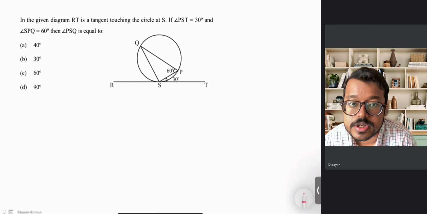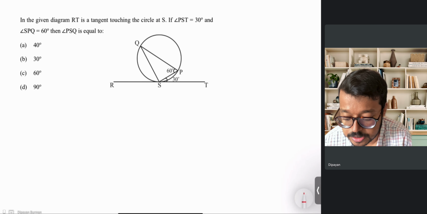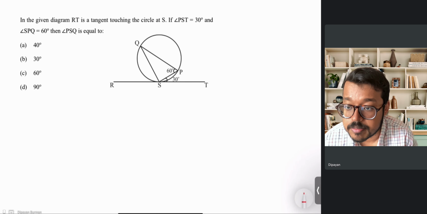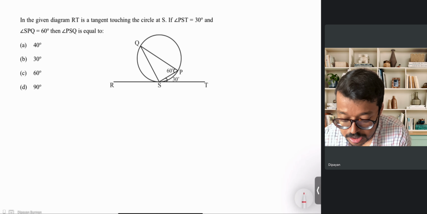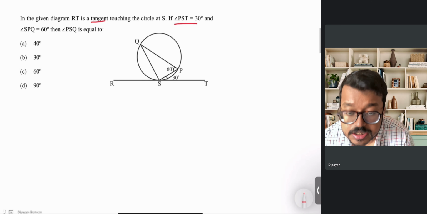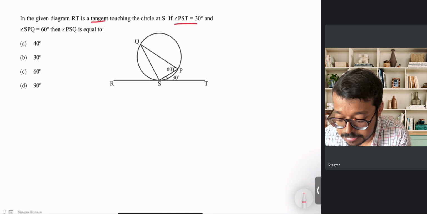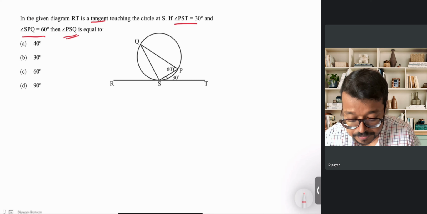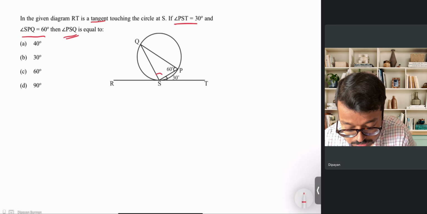Let's solve some questions from circles and tangent. The first question is an MCQ. In the given diagram, RT is a tangent touching the circle at S, and angle PST is 30 degree, angle SPQ is 60 degree. We have to find what is angle PSQ. So PSQ is the missing angle.